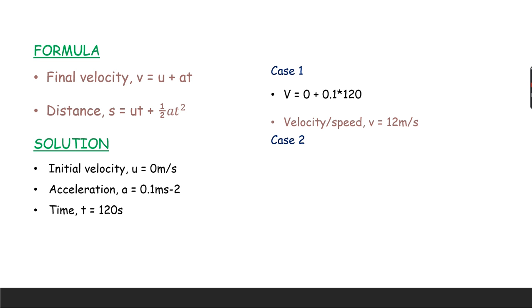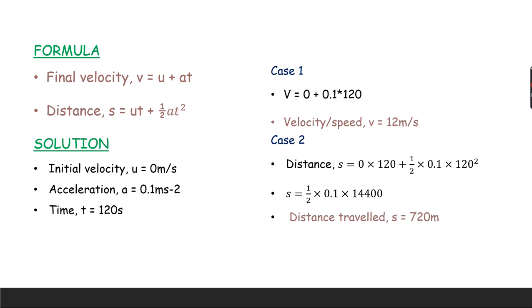And in case 2, I have to find the distance. So I'm just directly going to substitute in the formula. And my first term will vanish because it is multiplied by 0. And the second term will be remaining. And on doing that, I get my distance traveled to be 720 meter. So I hope you understand these solutions. And we are going to solve more problems based on these equations of motion.